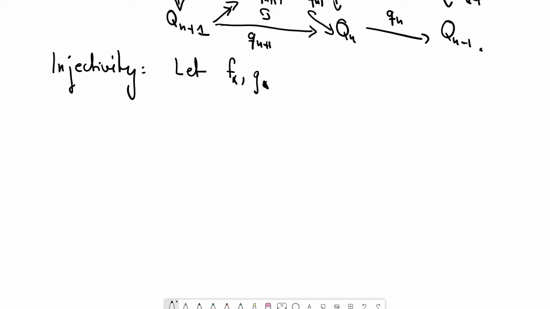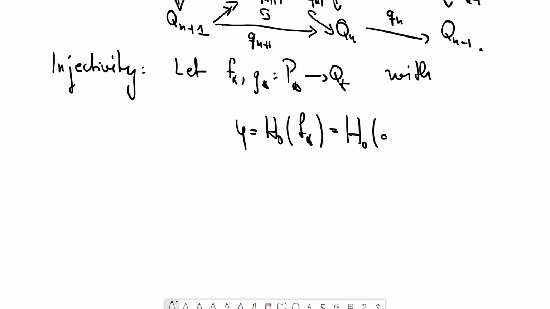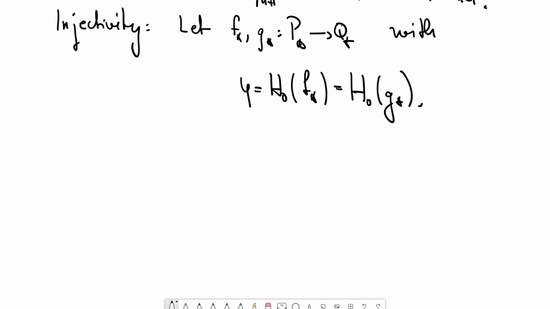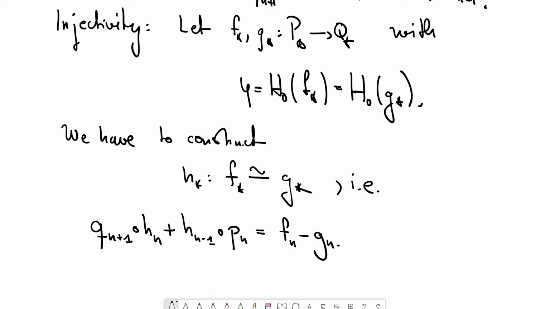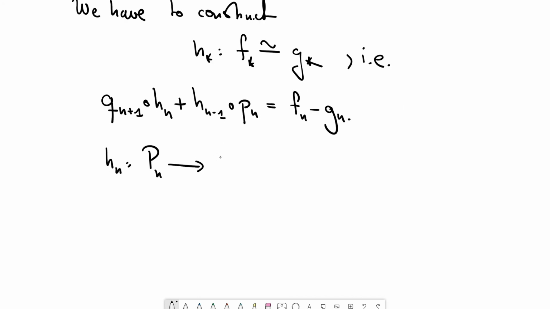Let F star and G star be chain maps inducing the same map on H0. Then I want to construct a chain homotopy, let's call it H star, between F star and G star. And let's spell it out, because we will need this equation. What does chain homotopy mean? It means that Qn plus 1 composed with Hn plus Hn minus 1 composed with Pn is Fn minus Gn for all n. Let me also say that Hn increases the degree by 1.